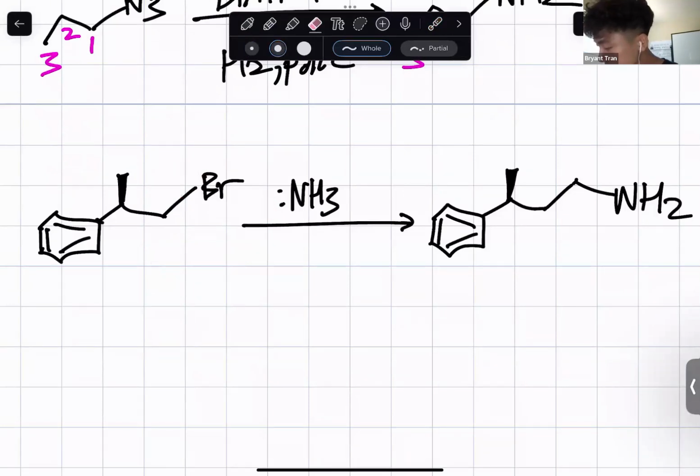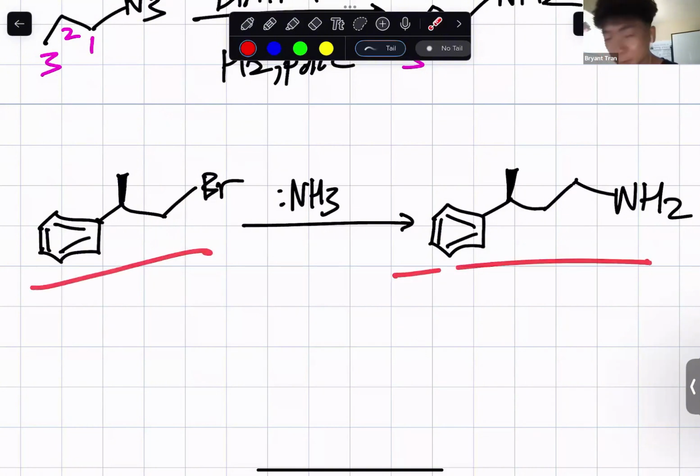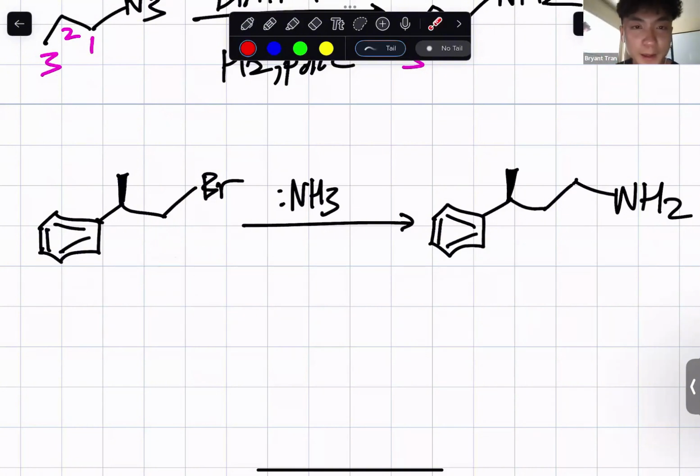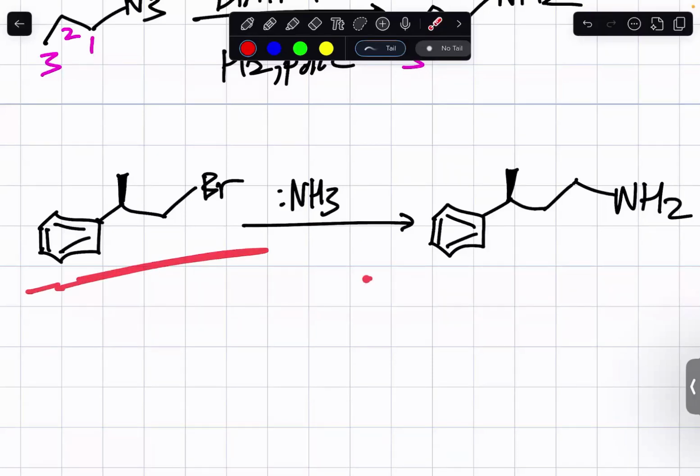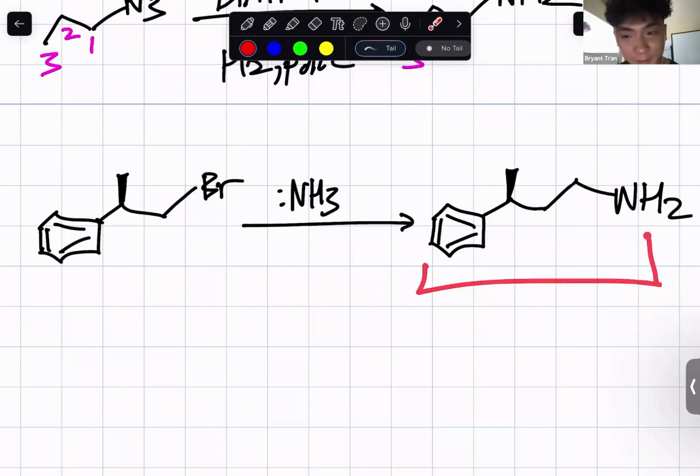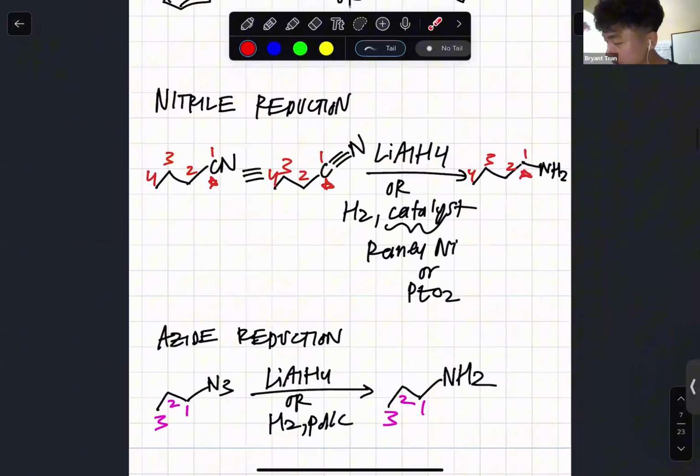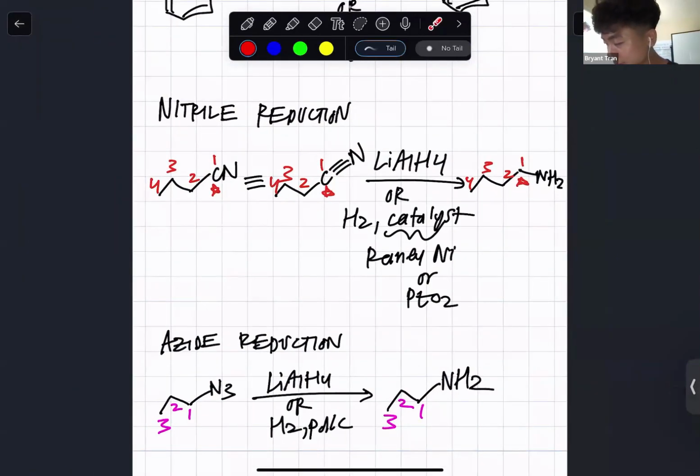How many carbons do you see here versus here? Do they have the same amount of carbons or a different amount of carbons? Different amount of carbons. Right, different amount of carbons, where we see this one here has one extra carbon. So what method do you think that we have to use here?